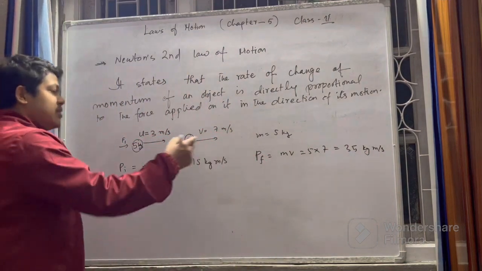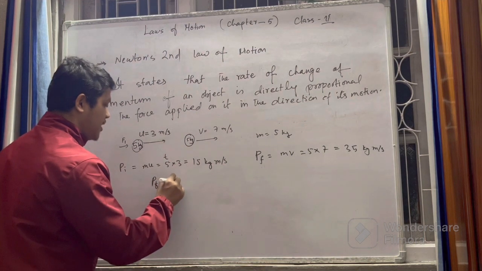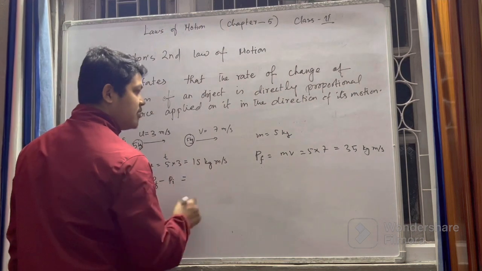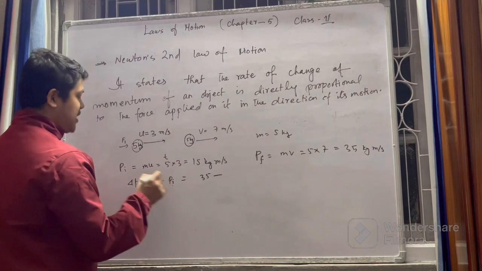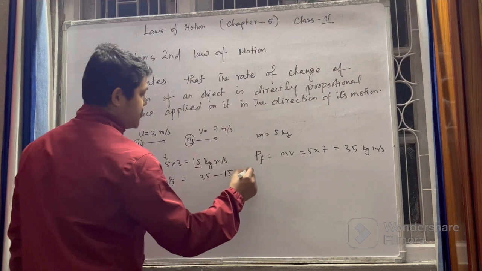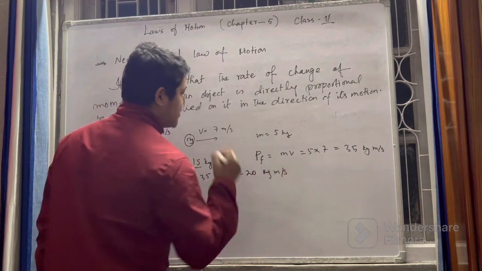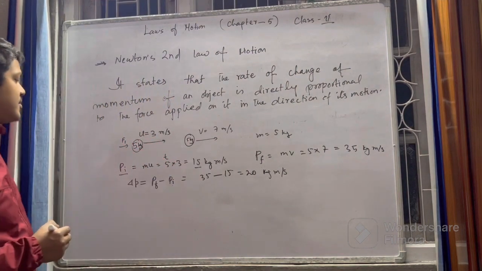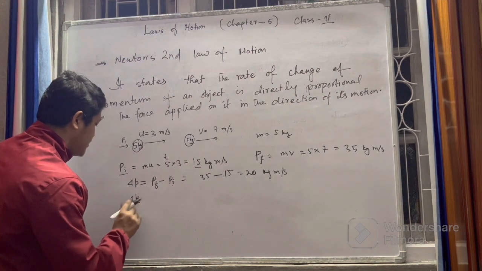So what will be the change in momentum? That is given by Pf minus Pi. Let me represent it by delta P. That will be 35 minus 15, since Pf is 35 and Pi is 15, right? That's equal to 20 kg meter per second. That is the SI unit of momentum. So that will be the change in momentum. And what will be the rate of change of momentum? Delta P by delta t.